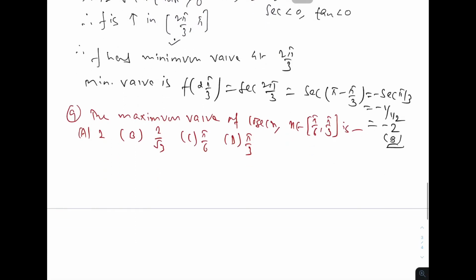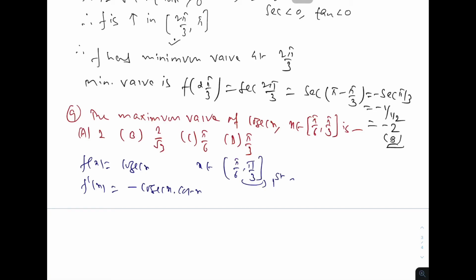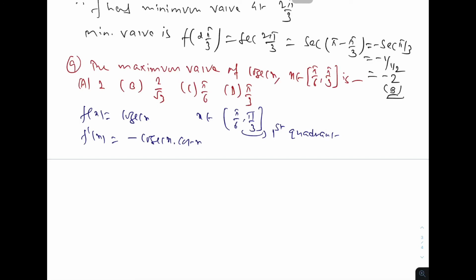Now f(x) is equal to cosec x. So f dash x is minus cosec x into cot x, and x is in the interval pi by 6 to pi by 3. That means it is the first quadrant. So cosec x cot x is positive, and because of this negative sign, this is less than 0. That means f is decreasing in pi by 6 to pi by 3.